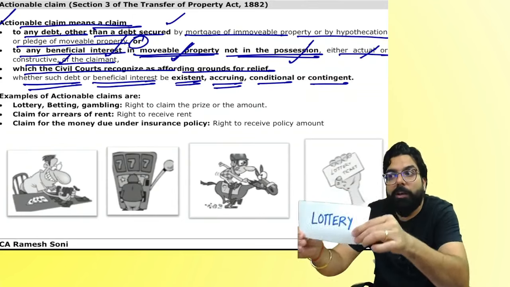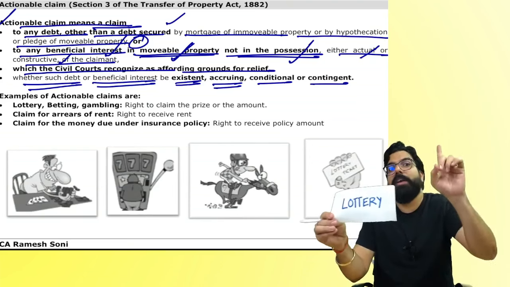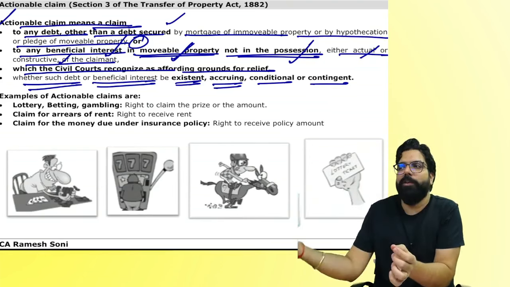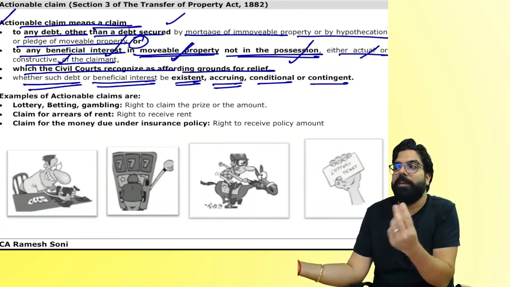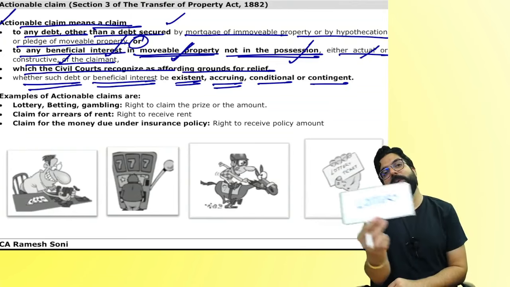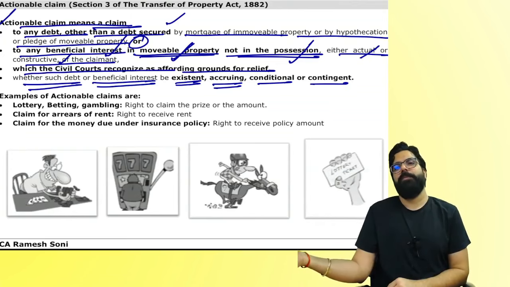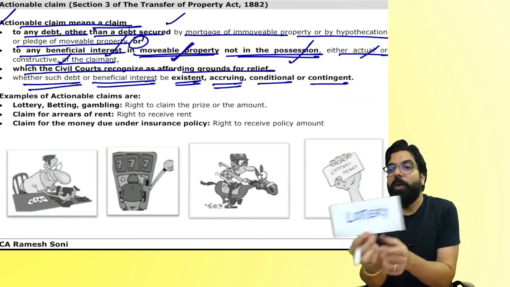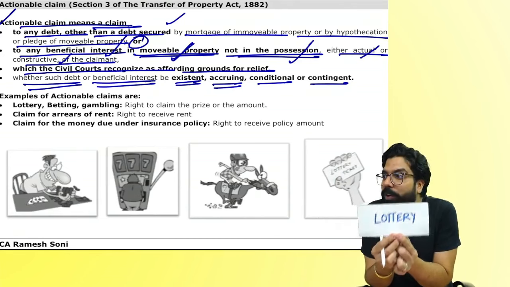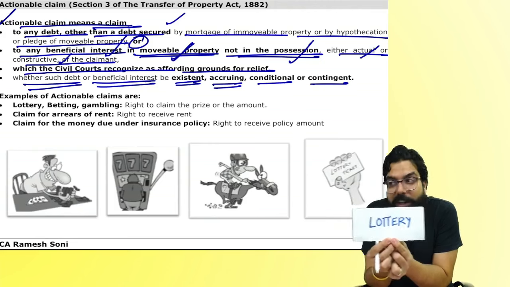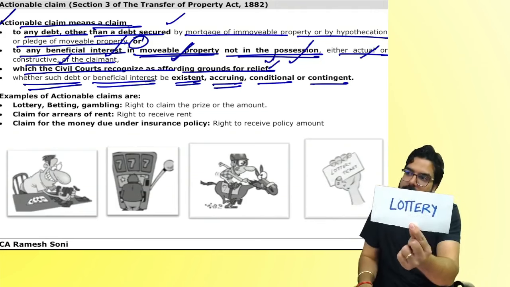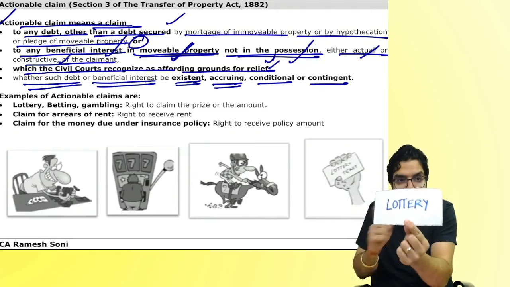But if I win the lottery, do I have a right to receive? If I give the lottery to you, I'm giving you what? Actionable claim. So whenever a person is selling a lottery, he's selling what? Actionable claim. Are you guys able to understand what is an actionable claim? It's your right to receive a property which is not in your possession. And if you win, can you go to the court and say, sir, I've won the lottery, I have a right to receive the money?